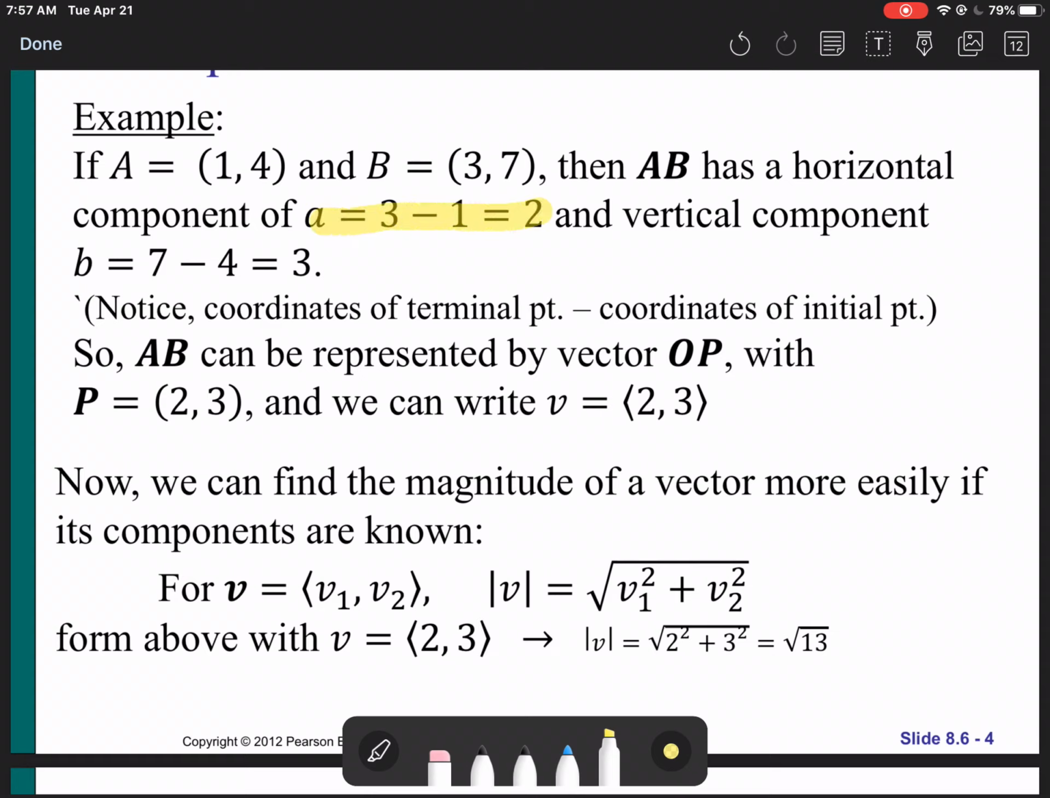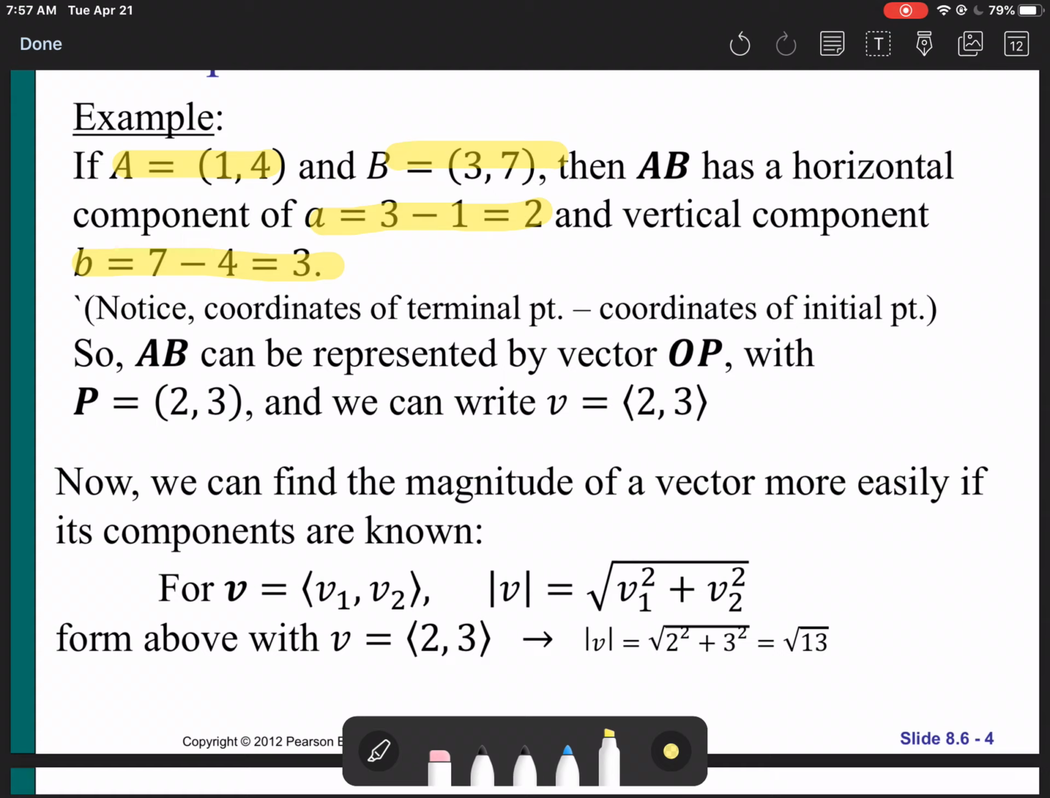A is 3 minus 1, or 2, and then B is 7 minus 4, or 3. Now, it's always the terminal point minus the initial point, right? So when we're calculating the components of our vector, notice it's 3 minus 1, it's 7 minus 4. It's the coordinates of the terminal point minus the coordinates of the initial point.